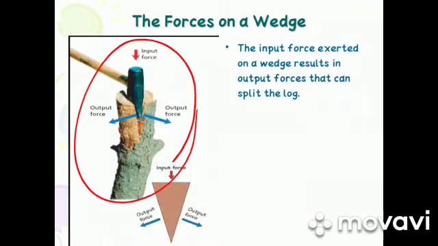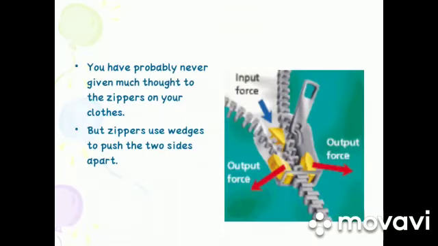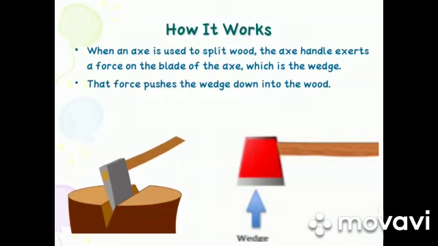When the force is applied downward on the wedge, it is able to push outward in two directions. The same rule is used in zippers. Zippers use wedges to push two sides apart as the input force is in one direction and the output force is in two directions outwards. The axe is an example of a wedge.